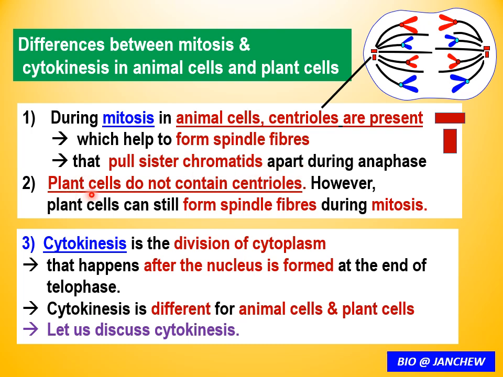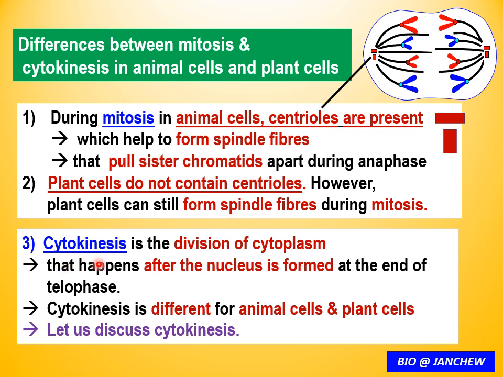Plant cells, however, do not contain centrioles. So how do they carry out mitosis? Well, they are still able to form the spindle fibers during mitosis, although how they do it, we do not have to know. They do not contain centrioles, but they can form spindle fibers.